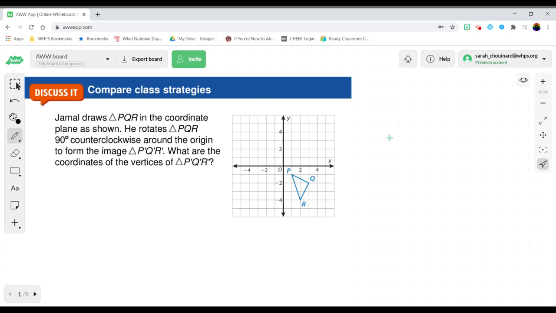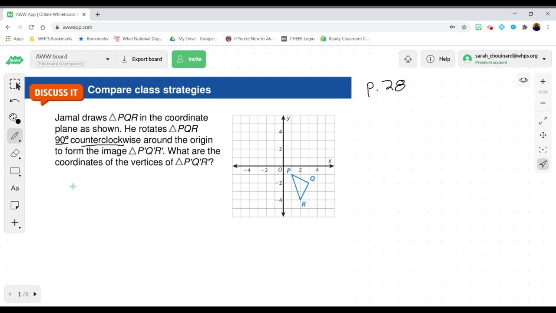All right, guys, so we are going to be taking notes on page 28 of your Ready workbook. Last time we talked about translations, we talked about reflections. So today we need to talk about rotations. We are going to be rotating 90 degrees counterclockwise to get our image P prime, Q prime, R prime.